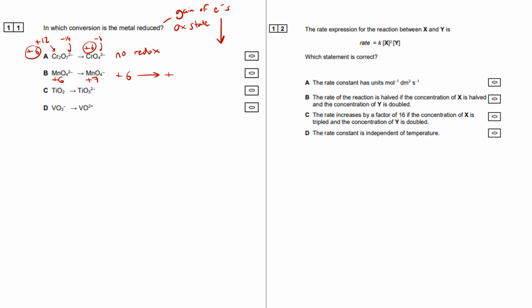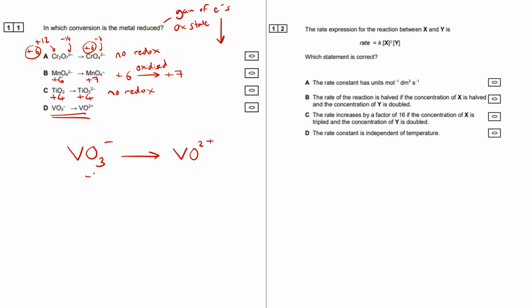Titanium oxide has an oxidation state of +4. The titanium in the products also has an oxidation state of +4. So just like with A, there is no redox. Therefore, hopefully D, we're going to have some reduction. Just go through that one. So vanadium in VO3-, each oxygen is -2. The overall charge is -1. So if each oxygen is -2, that means the vanadium must have an oxidation state of +5. Vanadium with a +5 oxidation state is yellow.